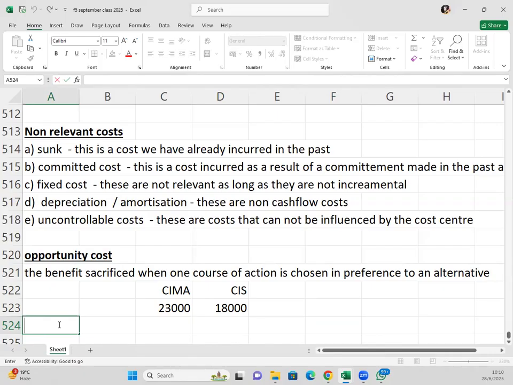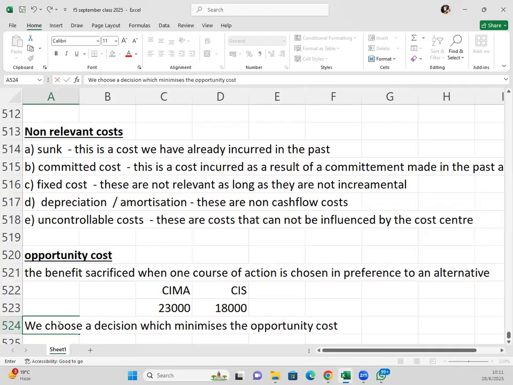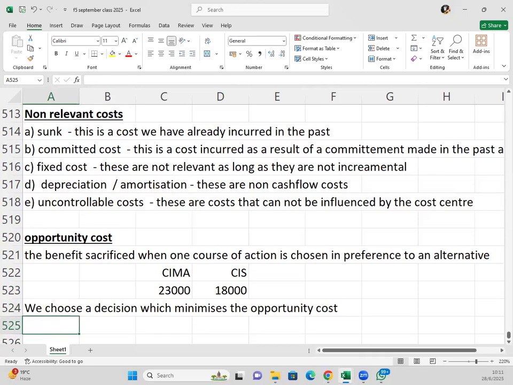Okay, let's move on. So the opportunity cost is the benefit from the next foregone alternative. We choose a decision which minimizes the opportunity cost. We shouldn't lose a bigger benefit. So when you are choosing which decision is the right decision, it should minimize the opportunity cost.